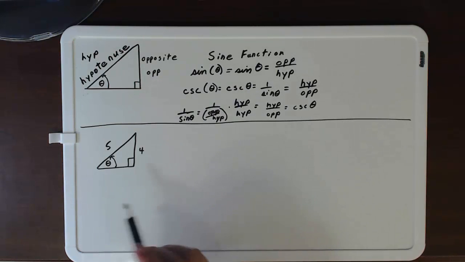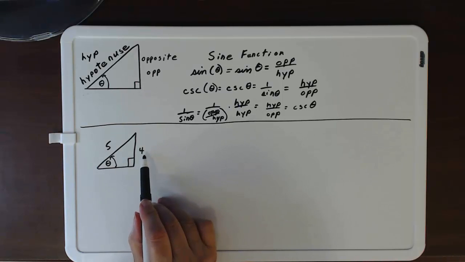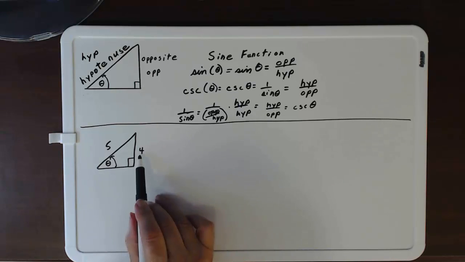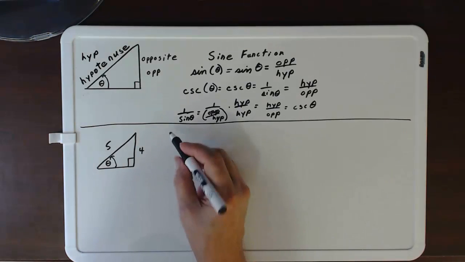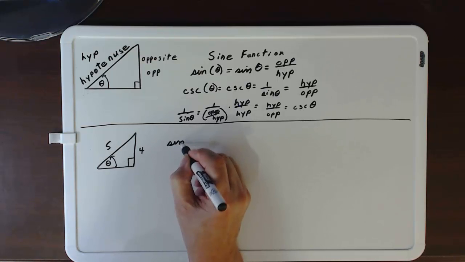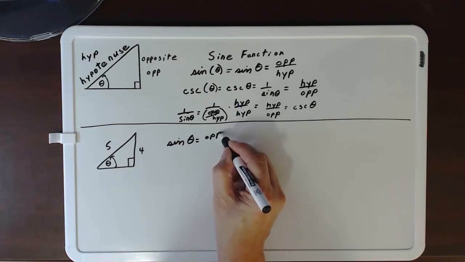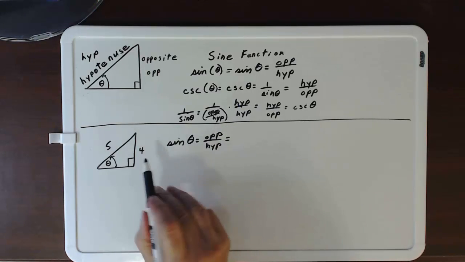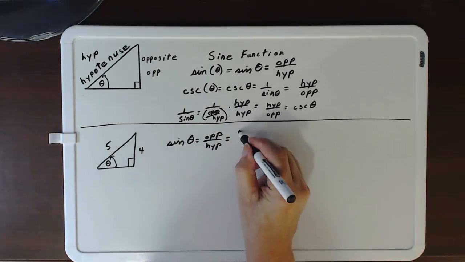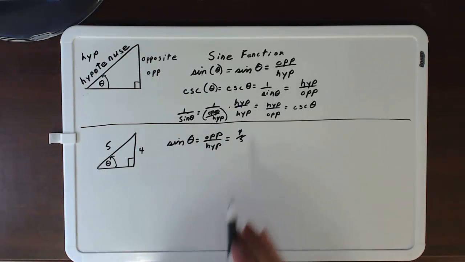Now let's look at this right triangle. We see theta, and we see that 4 is the value of the side that's opposite theta, and the hypotenuse is 5. So we can find that the sine of theta, which is the opposite over the hypotenuse, equals 4 over 5. So the sine of theta is 4/5.